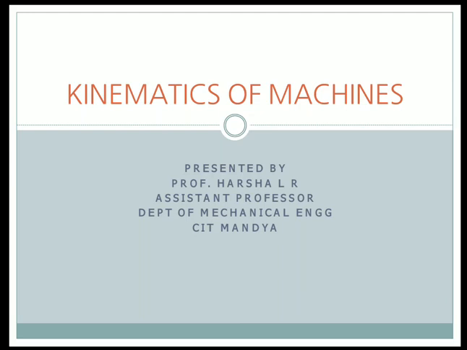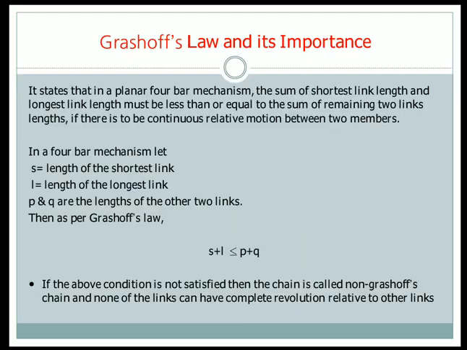Dear students, today we shall discuss the important topic Grashoff's law and its importance. It states that in a planar 4-bar mechanism, the sum of the shortest link length and the longest link length must be less than or equal to the sum of the remaining other two links if there is to be continuous relative motion between the two members.